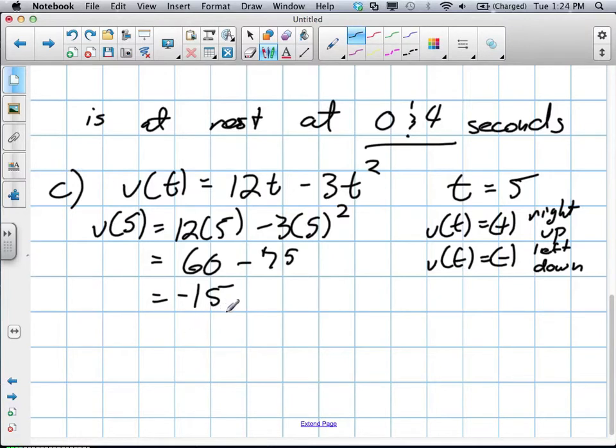They don't need to know a speed at this time. We could give it a speed, but it's moving at a negative, so it's either going left or down at this time. Okay? So if it was a vertical line, it was heading downwards. If it was a horizontal line, it was moving to the left at 5 seconds.